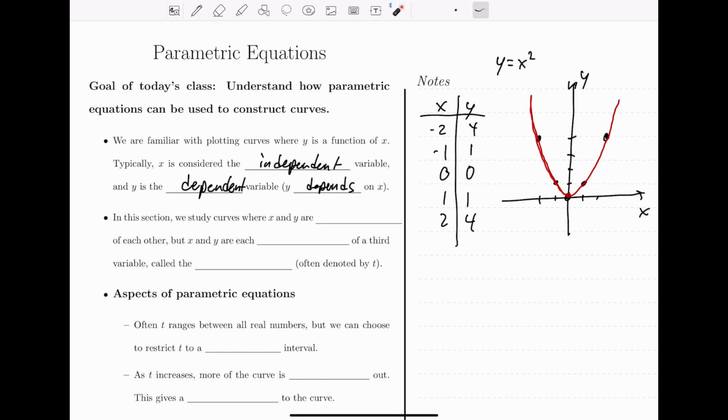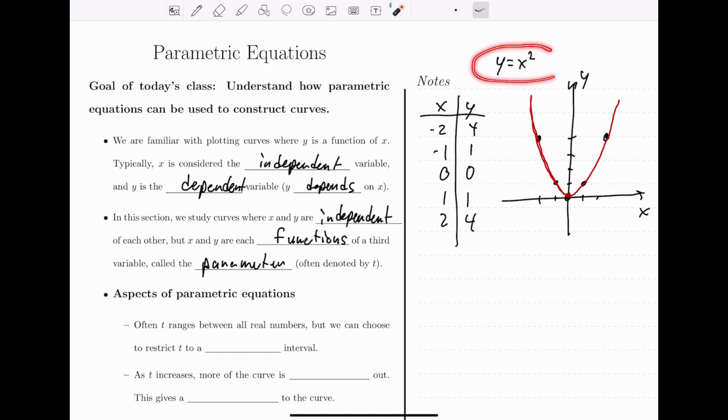Now, in this section, we are going to study curves where x and y are independent of each other, but x and y are each functions of a third variable. This variable is called the parameter. And we'll often use the variable name t to denote the parameter. Sometimes we'll use a theta or something else, but generally we use t to denote the parameter variable.